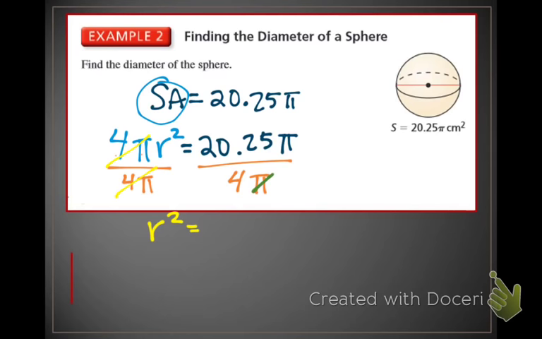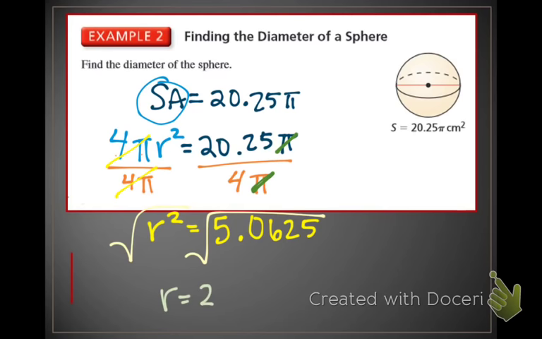On the right, the pi's will cancel. We'll divide 20.25 divided by 4, and we get 5.0625. Just keep it in your calculator. You don't want to clear it, so you can have the exact value. We want to get r by itself, and it's currently being squared, so we're going to take the square root, because that is the opposite. So the radius is 2.25 centimeters. So to find the diameter, we're going to multiply that times 2. So we get 4.5. So the diameter equals 4.5 centimeters.